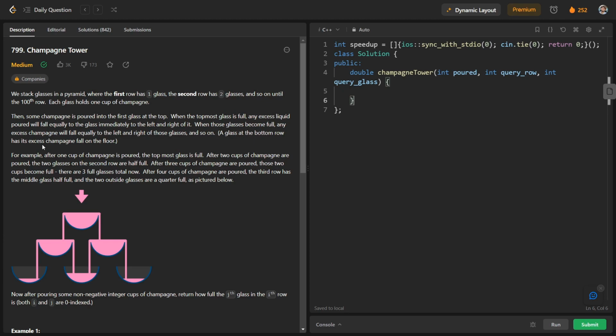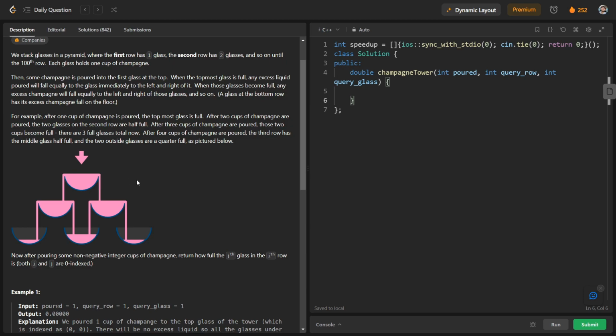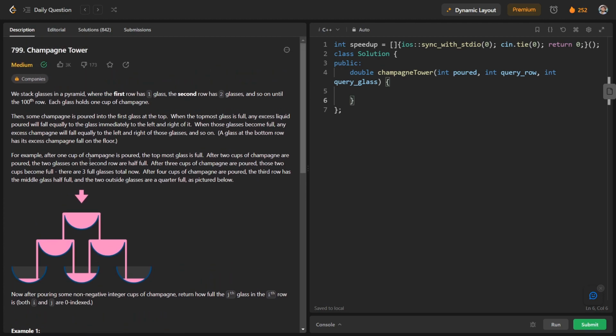Okay, so we are making this pyramid of glass. So you can see that for the first row we are having only one glass, for the second row we are having two glasses, and for the third row we are having three glasses, and so on until we reach the 100th row. Okay, so what we have to do, what they have told further, then some champagne is poured into the first glass at the top. So some champagne is poured in this first glass.